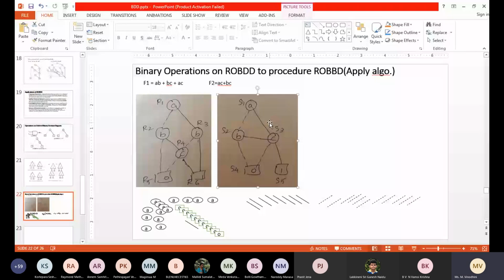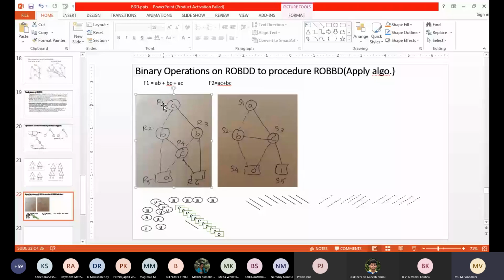Take the first ROBDD. This is my first ROBDD. Let me assign some variables. For the first function, let me assign the variables R1, R2, R3, R4. For the second function, S1, S2, S3, S4. It is not necessary that you always take R and S. Any variable you can take apart from A, B, C, because in these two functions, there is A, B, C and F1, F2. Other than A, B, C and F, any variable you can take. So for the first one, let me take R1, R2, R3, R4 like that. For the second one, S1, S2, S3, S4.